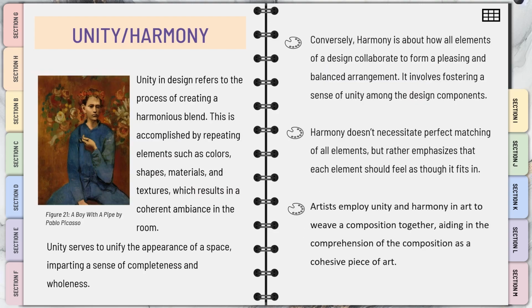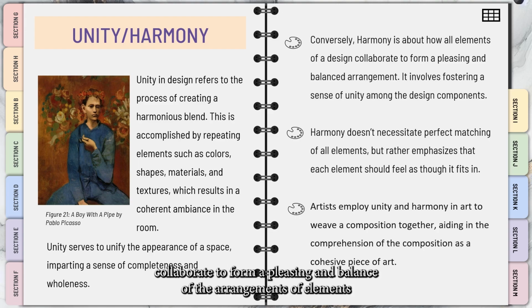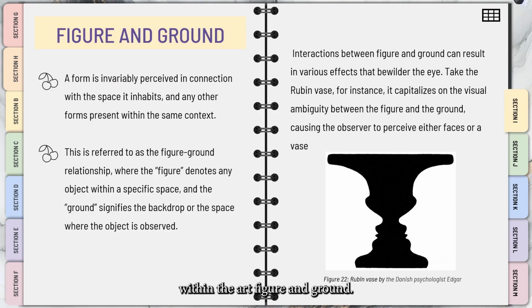Unity and harmony are one of those terms again that are used interchangeably when you're talking about the principles of design. Unity serves to unify the appearance of space, imparting a sense of completeness and wholeness, while harmony is about how all the elements of design collaborate to form a pleasing and balanced arrangement of elements within the art. Figure and ground. Now we're going to get into the Gestalt principles.